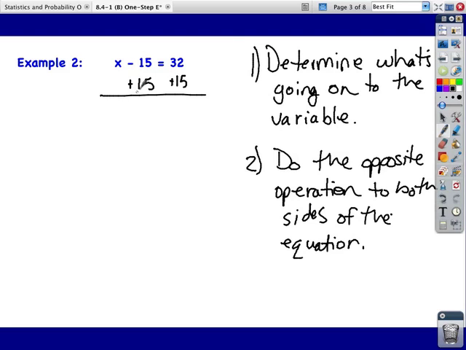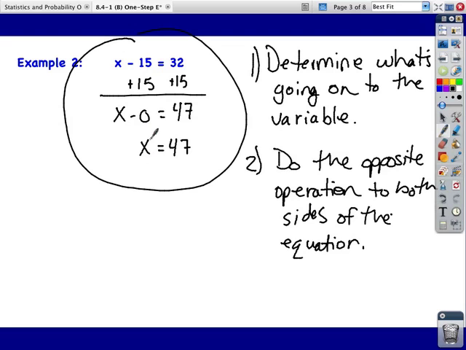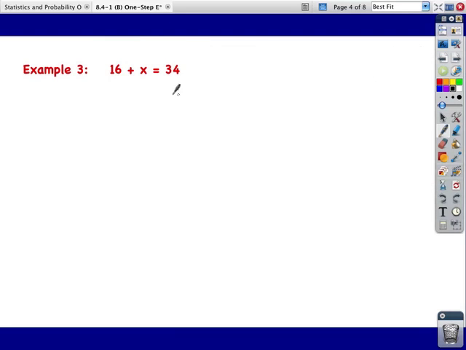So negative 15 plus 15 is 0, so these cancel out, and I'm left with just x minus 0 equals 47, but x minus 0 is just x, so I can say that x equals 47. It's as simple as that. You did the opposite, and I figured out that x was 47. But I want to see your work written like this for credit, okay? No exceptions.